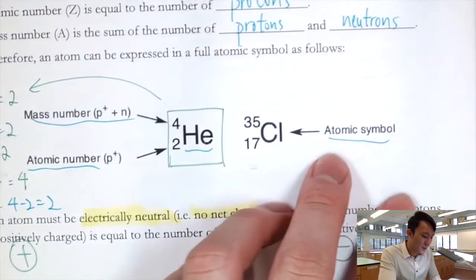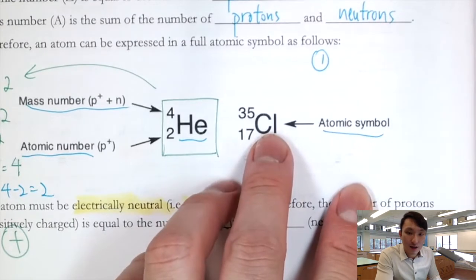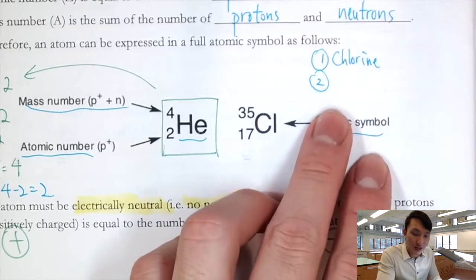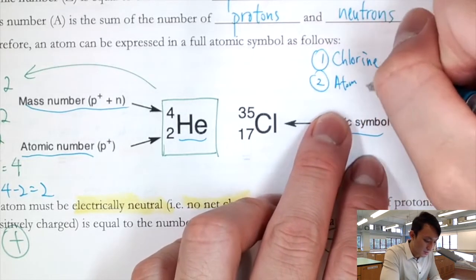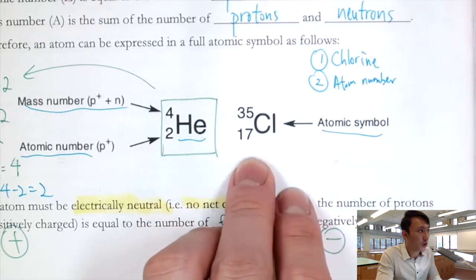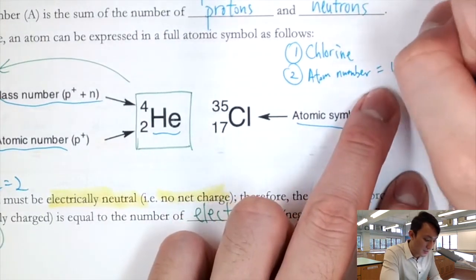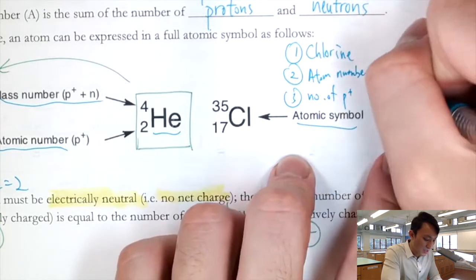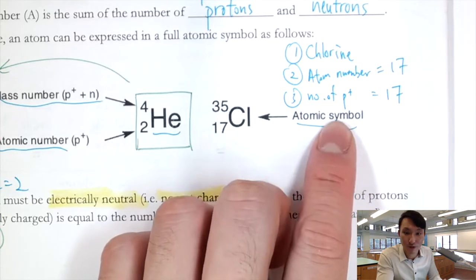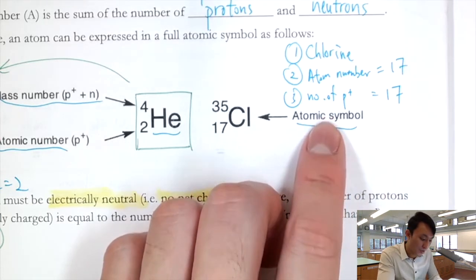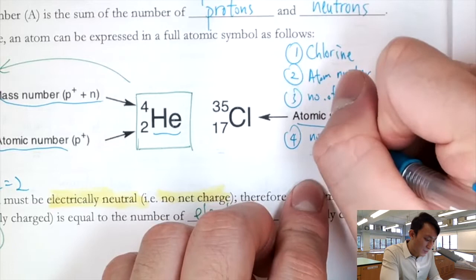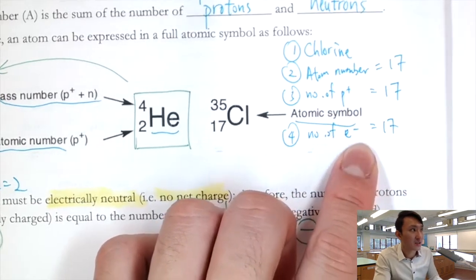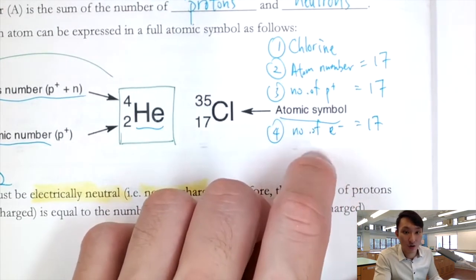So here, first of all, this is Cl, and Cl is chlorine. Okay, and then we need to know the atomic number. The atomic number, you look at the bottom left corner, so this one is 17. If you know the atomic number, you will also know the number of protons, which is also 17, because the number of protons equals the atomic number. And if you know the number of protons, you also know the number of electrons, which is also 17, because it has to be electrically neutral.